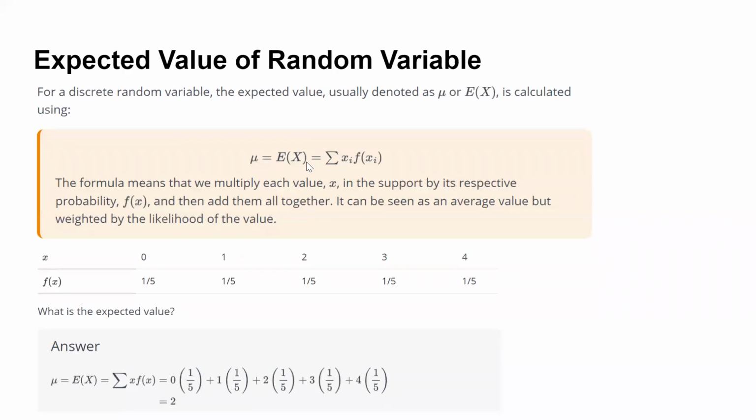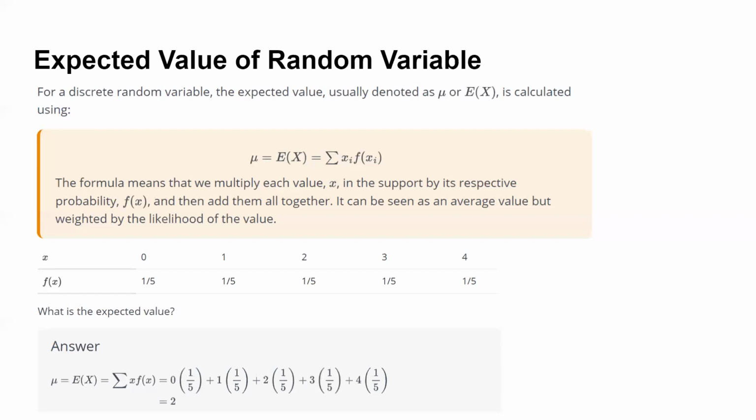For example, if I am tossing a coin 1,000 times, on average, how many times am I likely to get head? 50% of the time. The expectation of this is nothing but 50%. And the formula for this is the summation of xi f(xi).